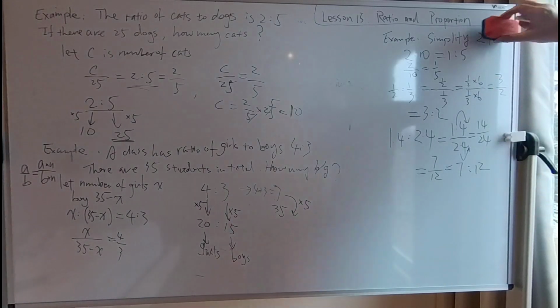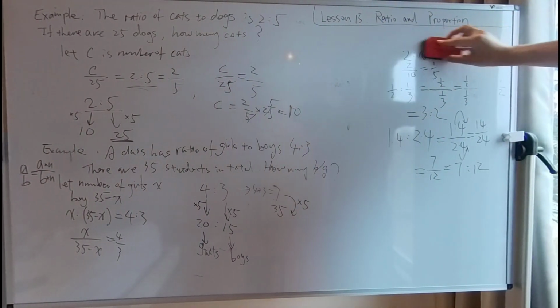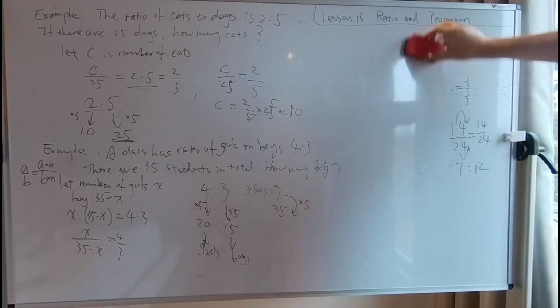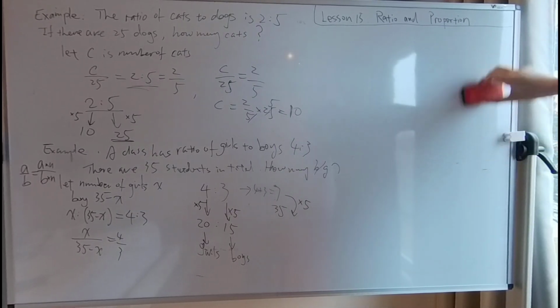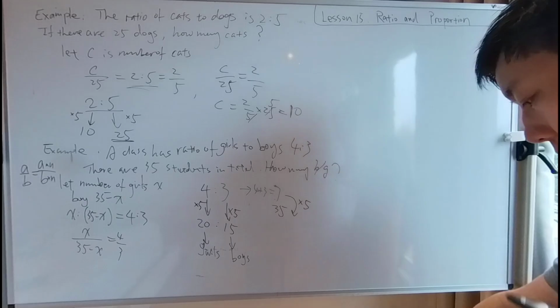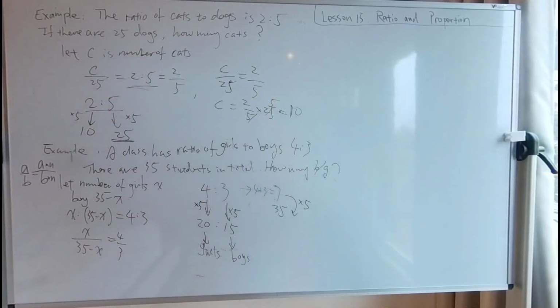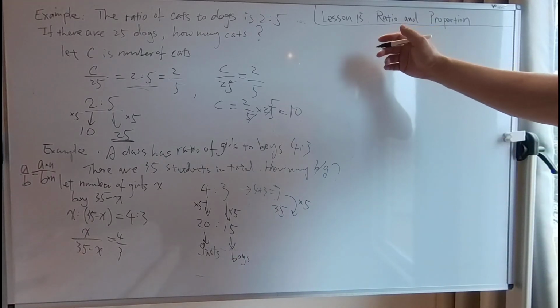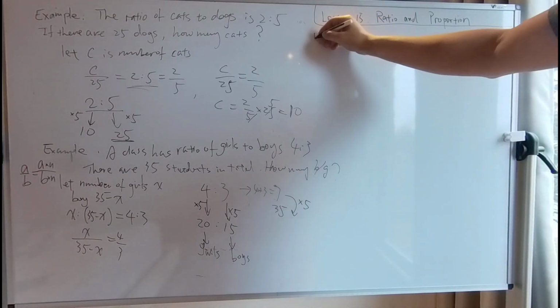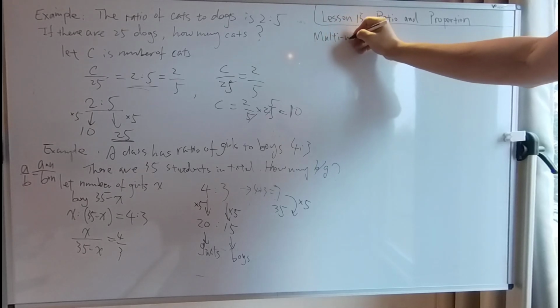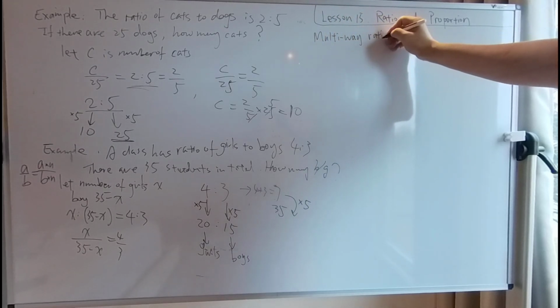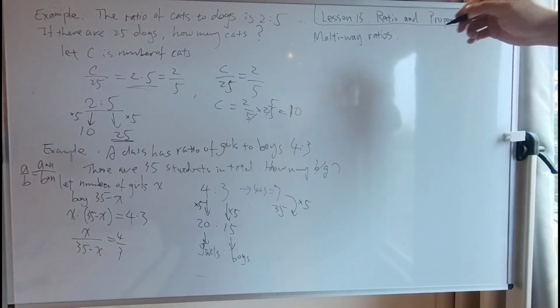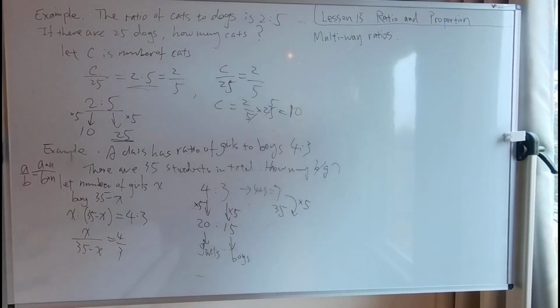Okay, so far the ratio we have learned usually contains 2 quantities, like a ratio of boys over girls, the ratio of cats over dogs. Those are comparisons between 2 quantities. But obviously, we should be able to compare even more quantities. For example, we call this multi-way ratio. This means the ratio that contains more than two quantities.